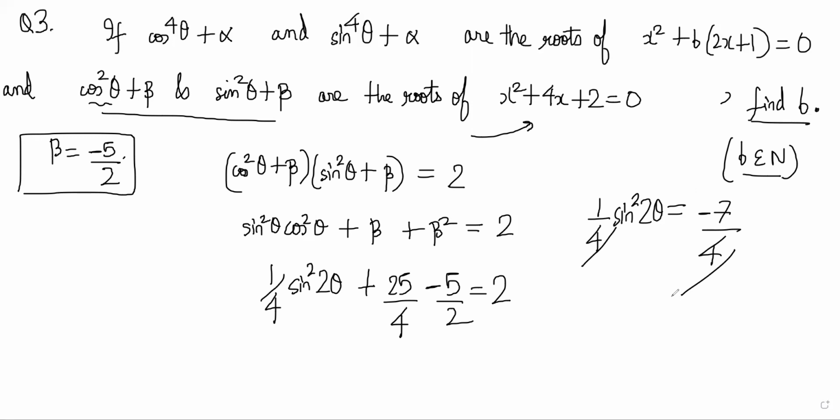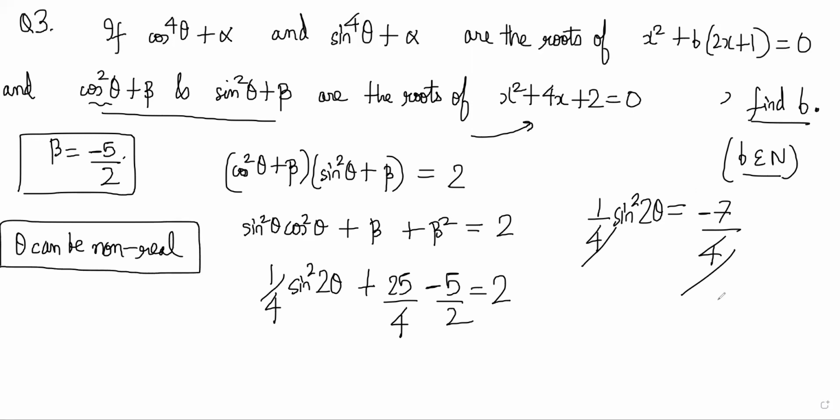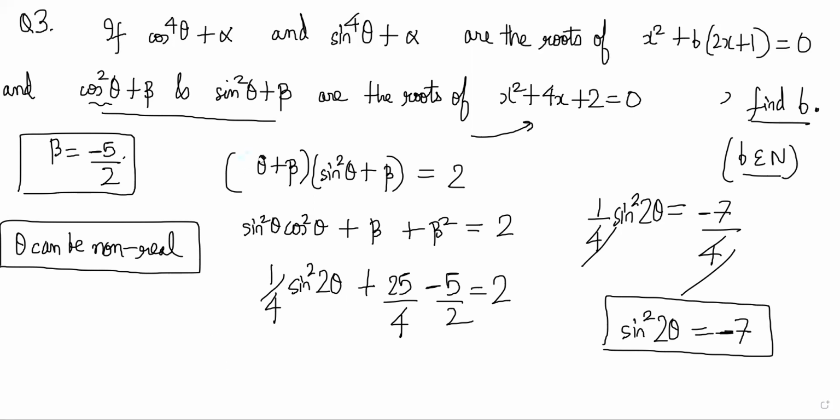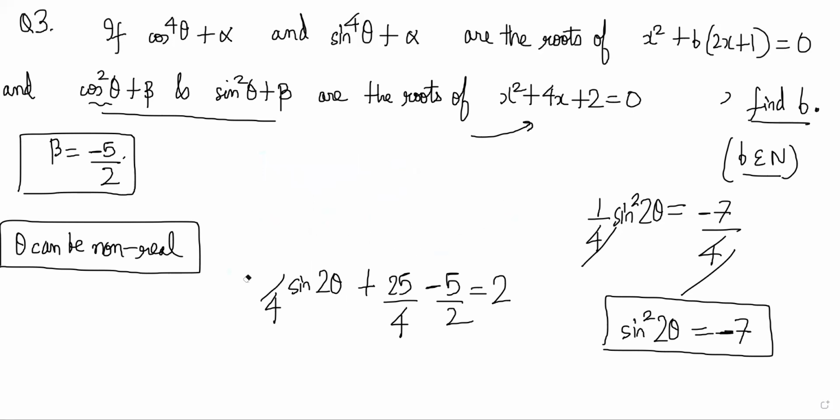It's slightly weird. Okay, so I think he has mentioned that theta can be non-real, because otherwise it doesn't make any sense. Right now you're getting sin square 2 theta is -7. That is not possible for real theta. So he has mentioned theta can be non-real. You still have to go back to the first equation and try to find B, knowing for sure that sin square 2 theta is -7.